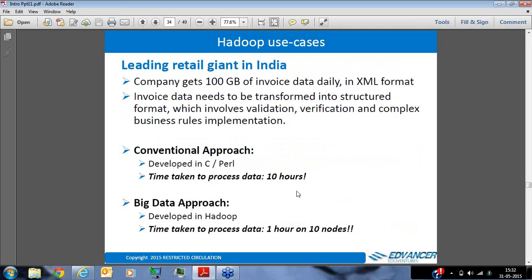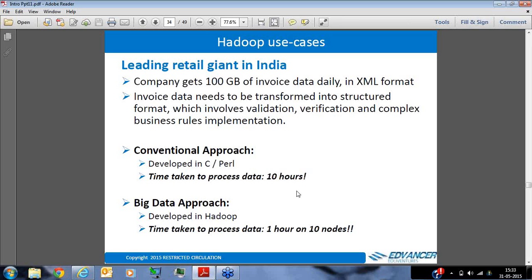So let's take you through some Hadoop use cases. Basically, how corporates have used Hadoop to reduce their headache in terms of data management and data processing. If we talk about a leading retail company in India, its problem was that it used to generate 100 GB of invoice data daily. I spoke about Walmart generating 1.5 million customer transactions every hour. Similarly, this retail company gets 100 GB of invoice data daily in XML format. It's not in a CSV or an Excel or in text or Word, it's in XML format. XML is something close to HTML, and it is not a structured format, it is not an unstructured format, it's a semi-structured format.